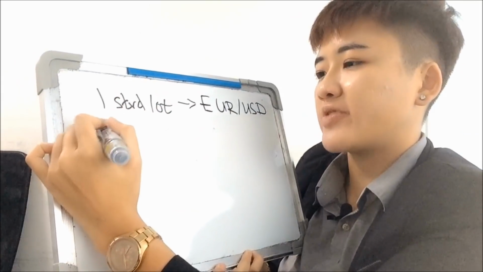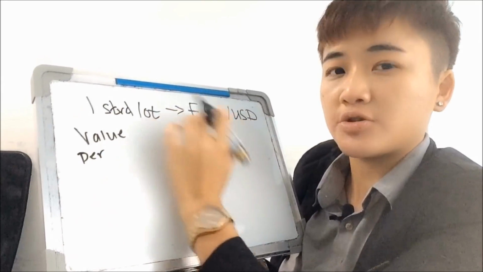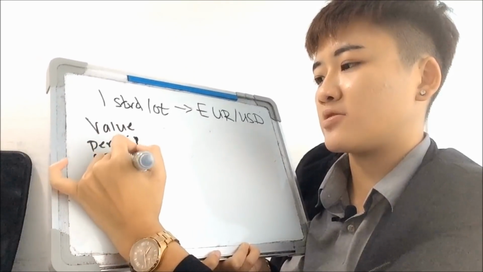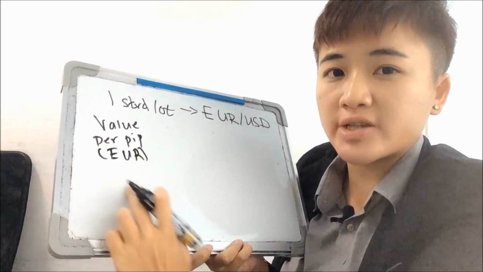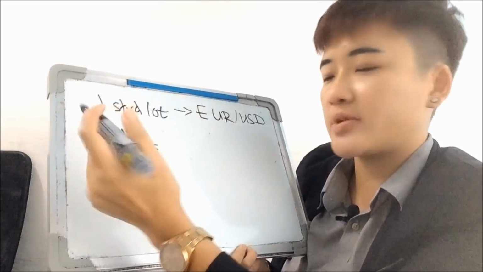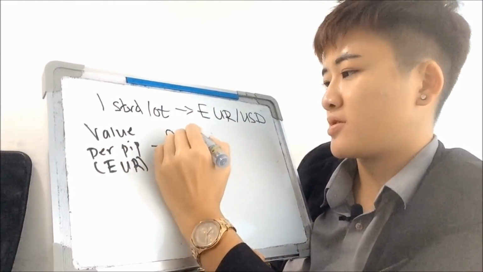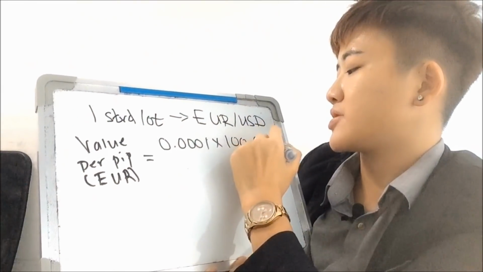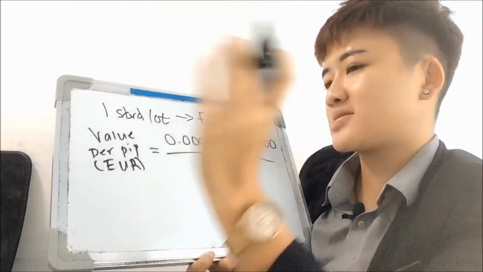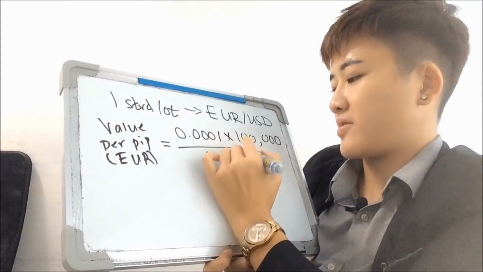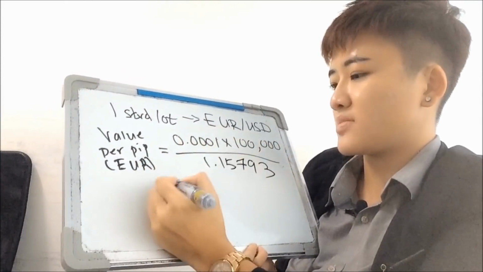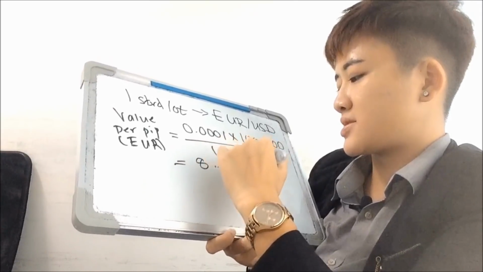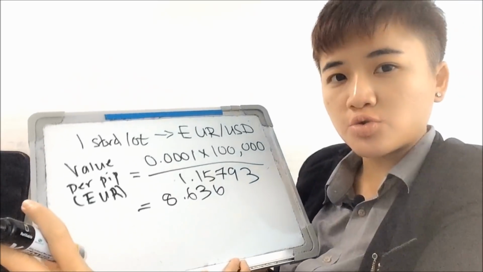So when you first calculate your value per pip, because your base currency is in euro, it will actually be in euro rather than dollar. So later you need to convert it to dollar. Apply a formula, 4 decimal places, 1, 2, 3, 4, 5. And you're trading one standard lot, it will be 100,000 units. Divide by the current price, let's say right now is 1.15793. Okay, then you will get 8.636. This is in euro.